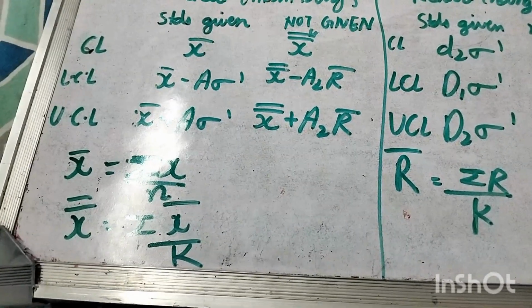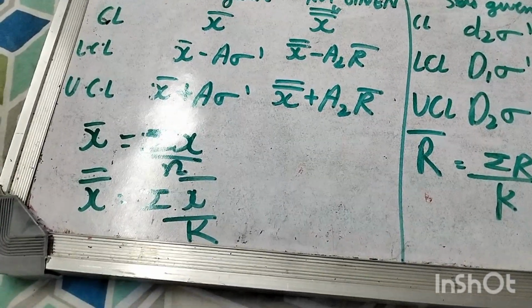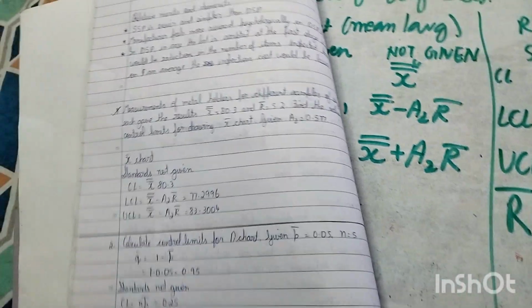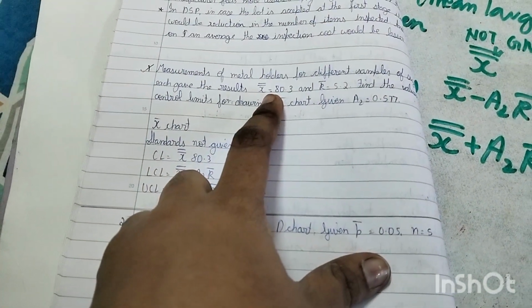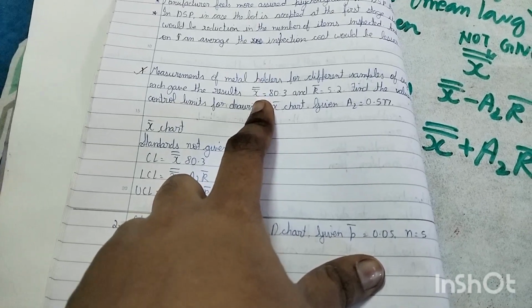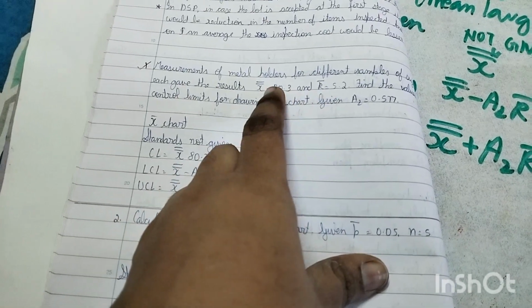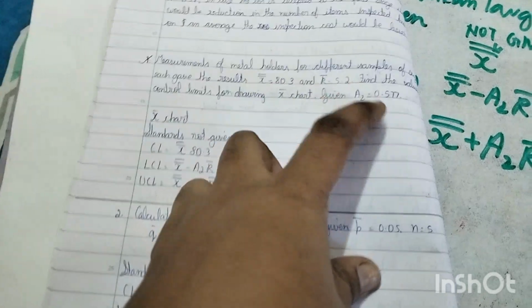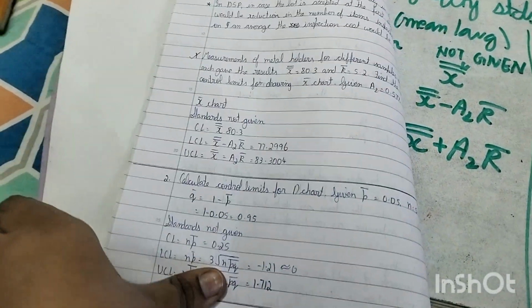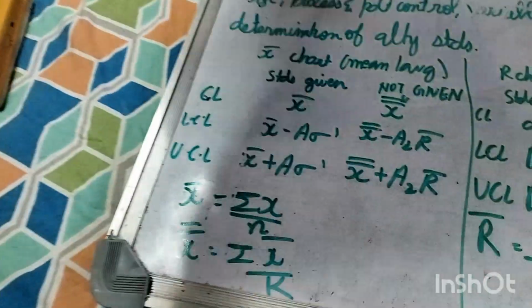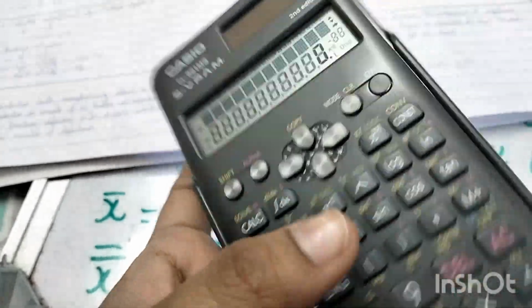So the center line is nothing but x double bar, that is 80.3, which is already given in the question, and LCL is x double bar minus A2 r bar. Okay, so x double bar is 80.3 minus 0.577 into r bar. Okay, so I'll show you how to do it on the scientific calculator.